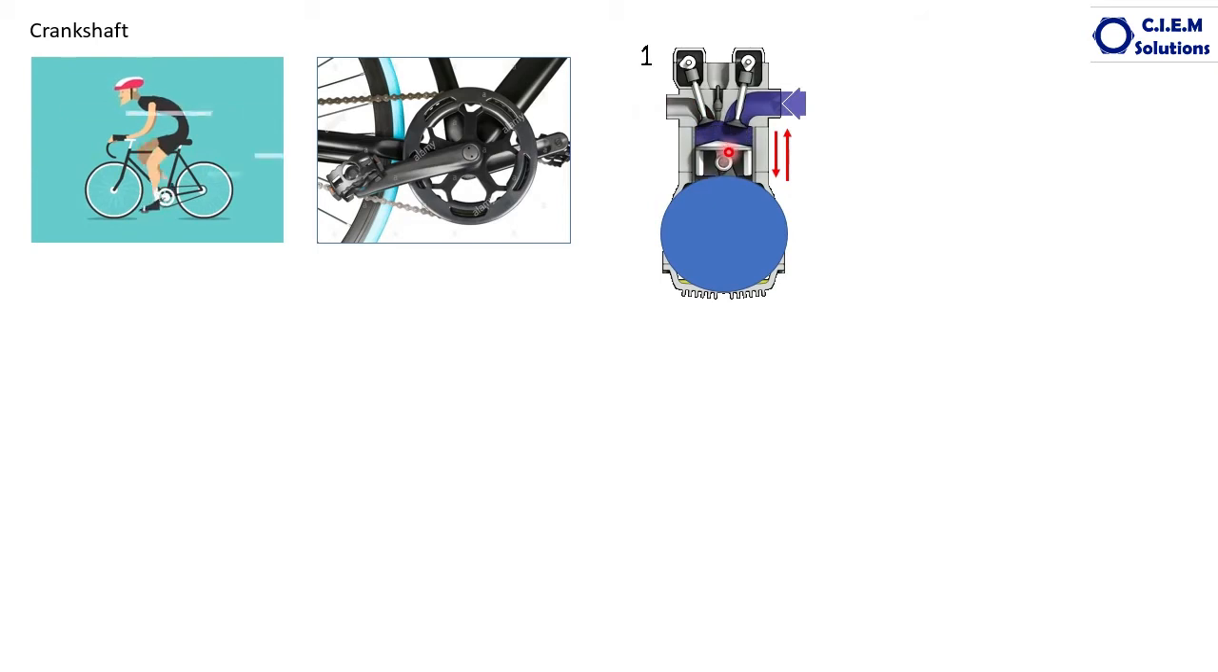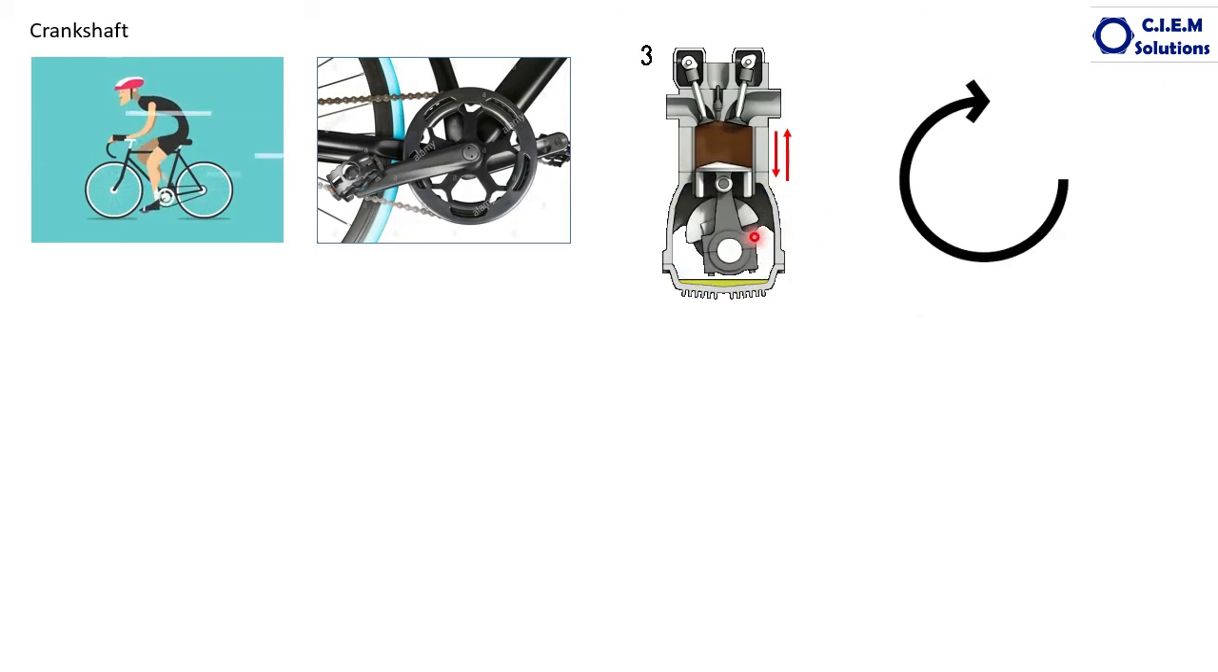The piston is moving up and down, up and down. But we want exactly a rotary motion to run the vehicle, to run the clutch, the gearbox, the differentials. Everywhere we need rotary motion.